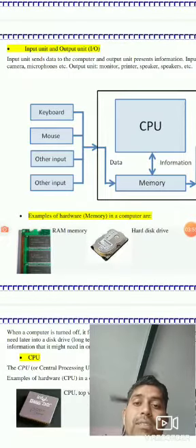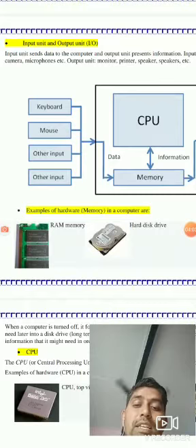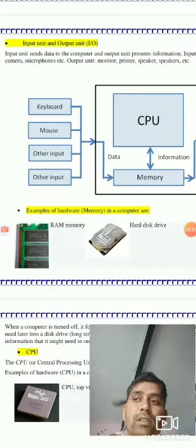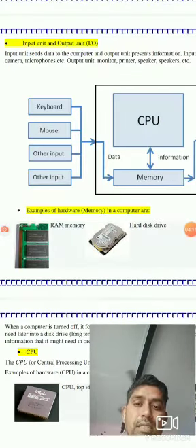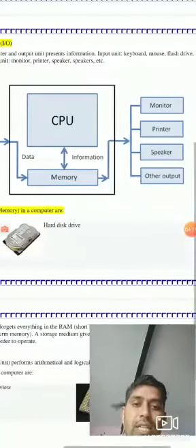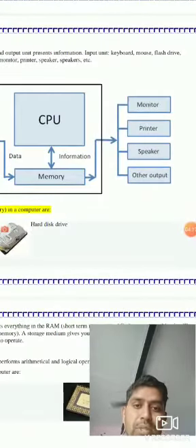Now the next topic is input unit and output unit. The devices that we are using come under the input unit. Lots of input devices are there, like keyboard, mouse, scanner, joystick, touch screen, mic, etc. A few output devices we have, like monitor, printer, speaker, projector, plotter also.